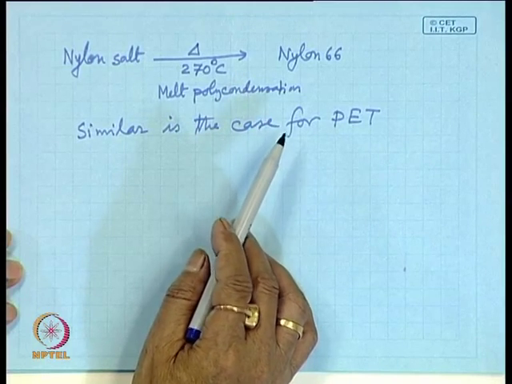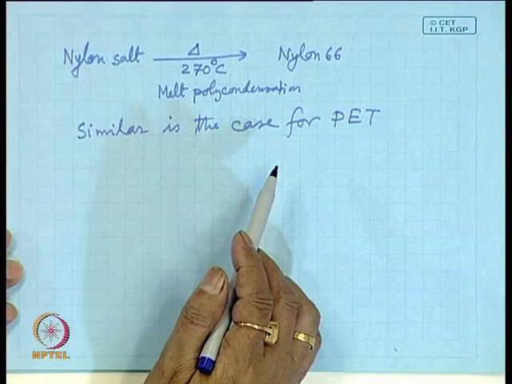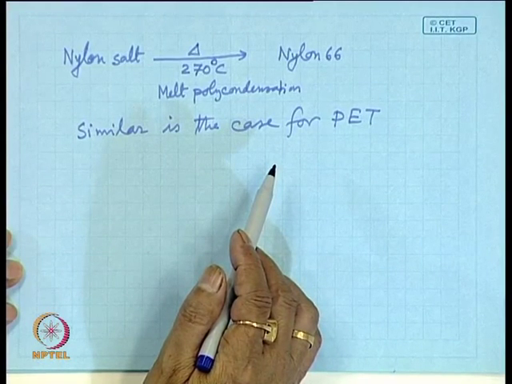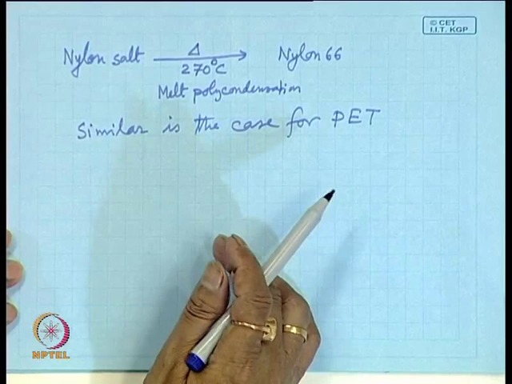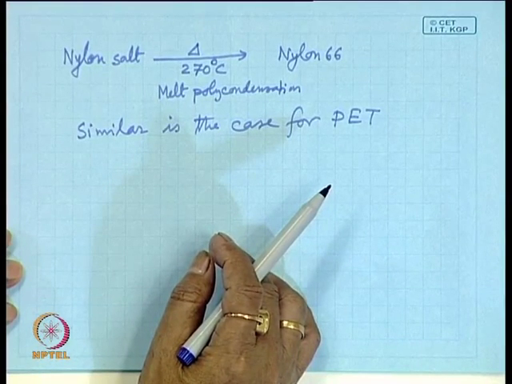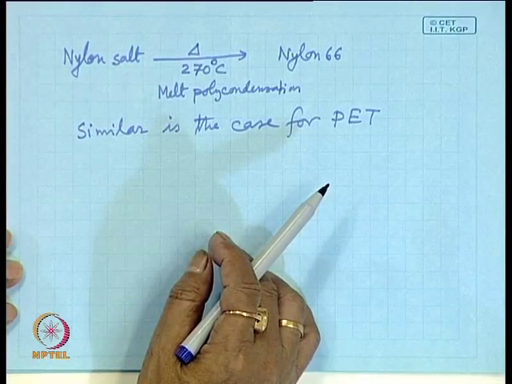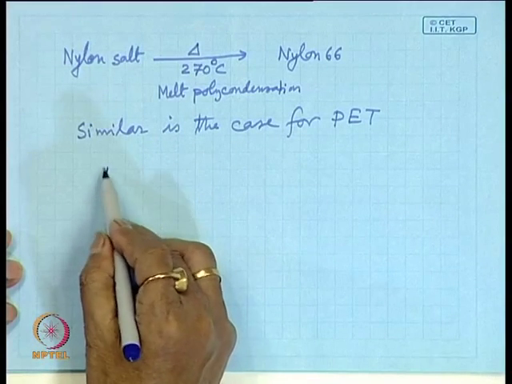And even doing that, you cannot get very high molecular weight. For nylon it is okay, for polyethylene terephthalate it is okay, you can get a few lakhs of molecular weight, but for phenol formaldehyde and other polymers it is very difficult to get very high molecular weight. So, sometimes pre-polymers are made.